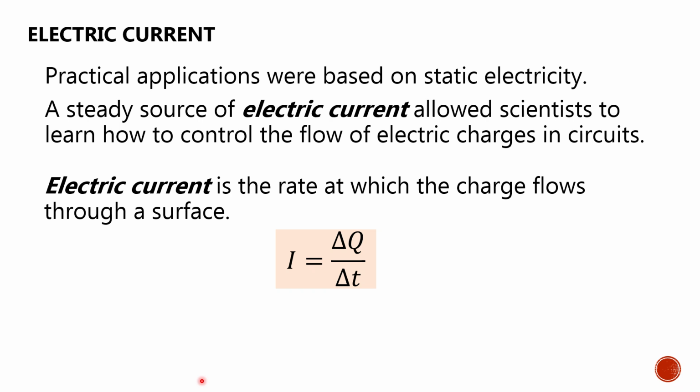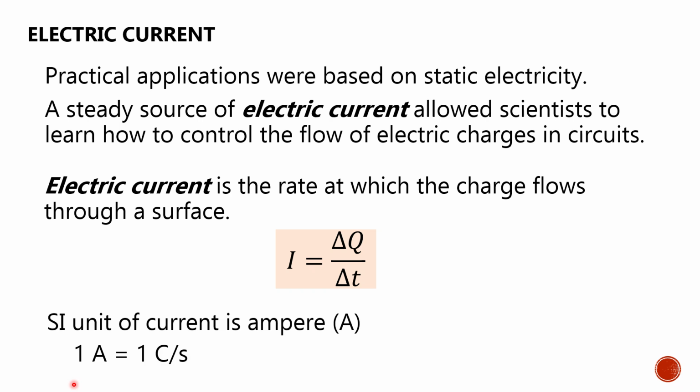Mathematically, it is the ratio of the charge flowing through a surface to the time. The SI unit for electric current is the ampere, with capital letter A as its symbol. It's 1 coulomb per second, so 1 coulomb of charge flows through a conductor in 1 second.